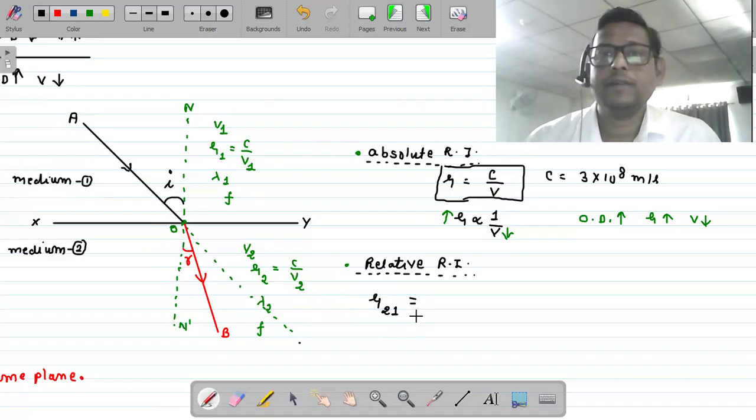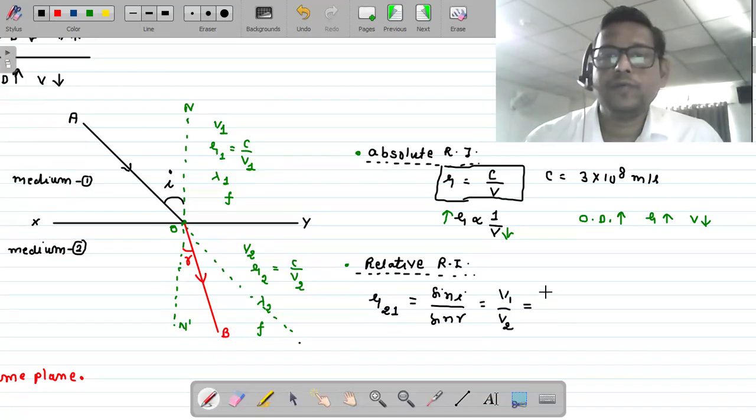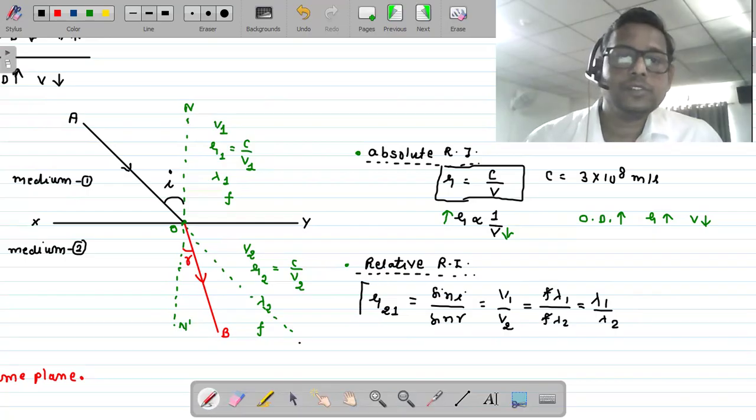The relative refractive index of medium 2 with respect to 1 is equal to sin I divided by sin R, and it is equal to V1 divided by V2. As we know, V is equal to F lambda, so it is F lambda 1 divided by F lambda 2. The F cancels out, so I get this relation also: lambda 1 divided by lambda 2.